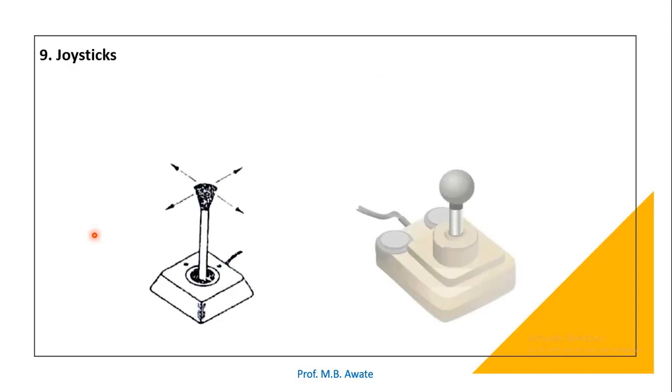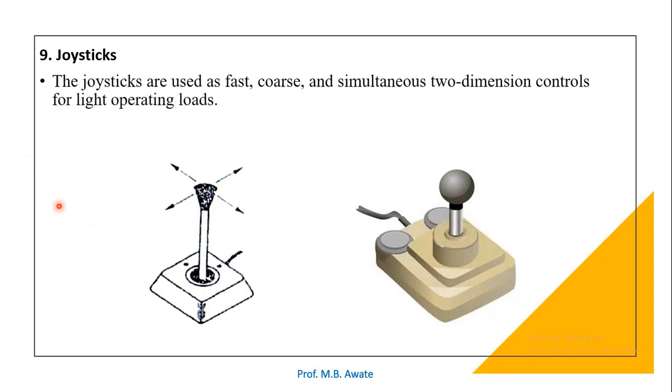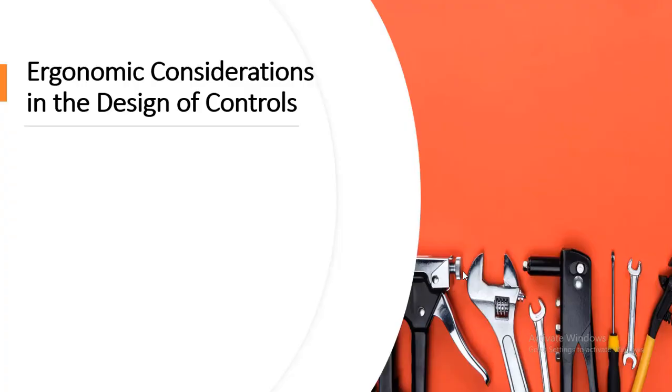Joysticks. Most of us are familiar with this. Sometimes we have also used it while playing video games. Joysticks are used for fast, coarse and simultaneous two-dimensional control for light operating loads. Two-dimensional control means we can move this particular joystick in this direction as well as in this direction, and also along these directions. So we can move in two directions. They are used in computers and CNC machines.